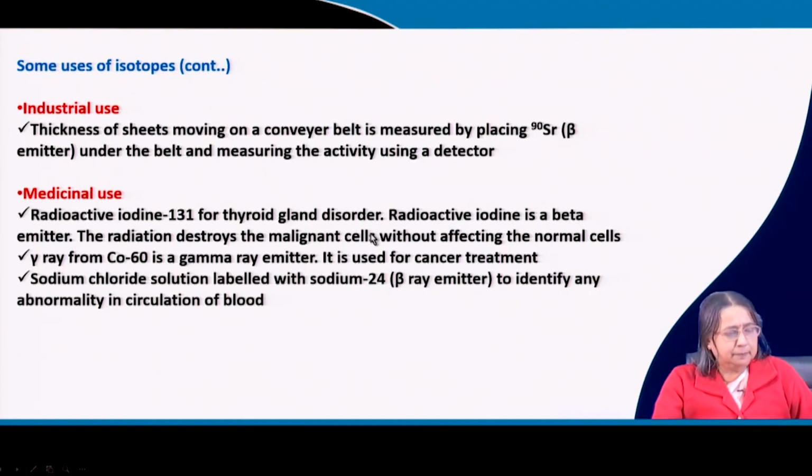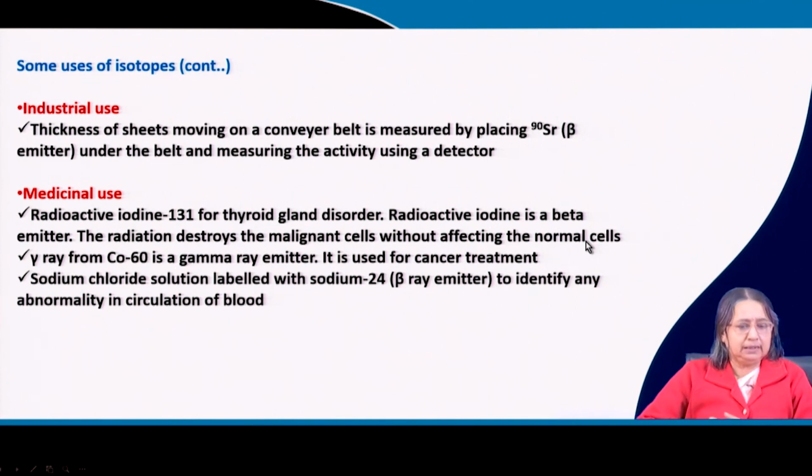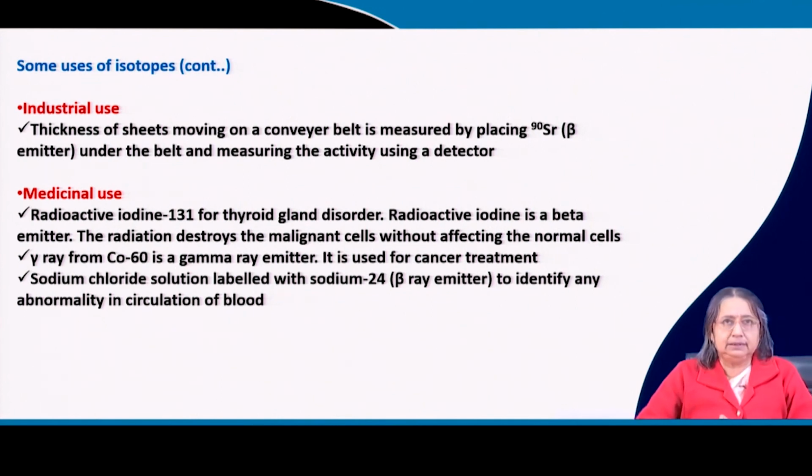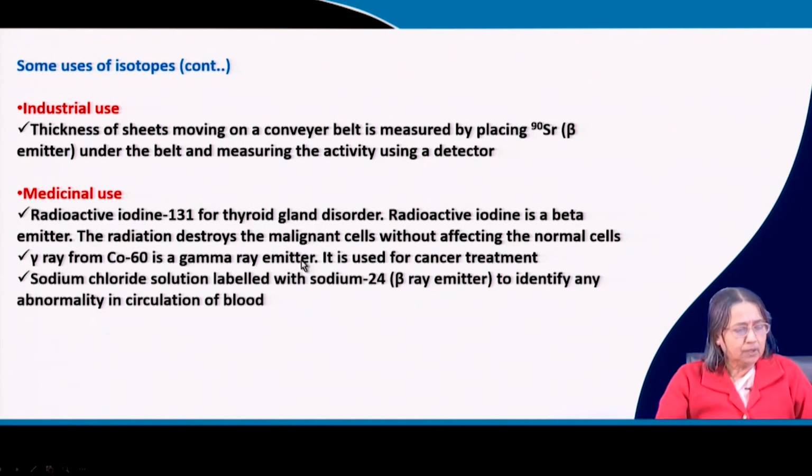Radioactive iodine is a beta emitter, and the radiation destroys the malignant cells without affecting the normal cells. It will preferentially go to the thyroid gland, because iodine goes there. Then, because it is radioactive, it will give out the beta rays, and the malignant cells will be killed, but normal cells will not be killed.